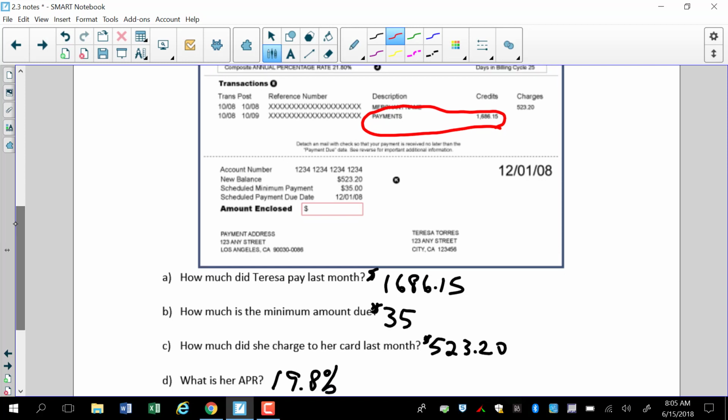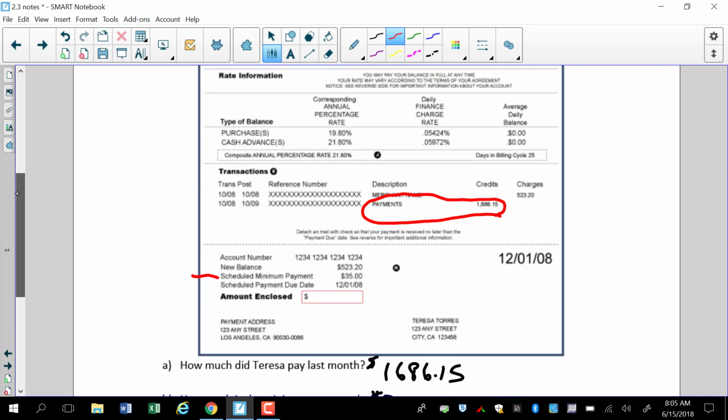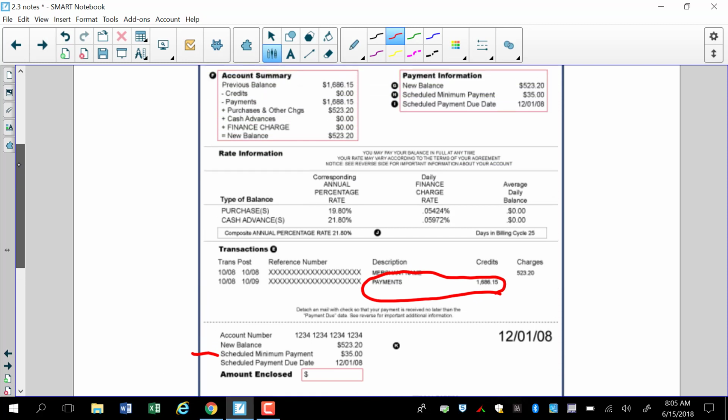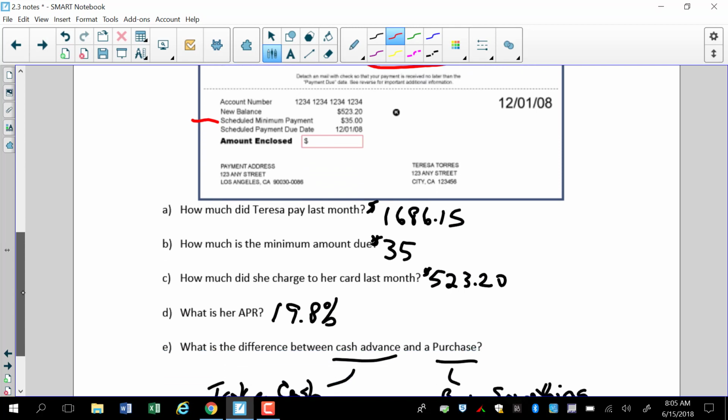What is the minimum amount due? Scheduled minimum amount due. You can see that right there. Sometimes you have to dig for these things. Sometimes they're a little easier. You also see scheduled minimum amount due up there, as well as the due date up there. You can also see payments up here. So there's a lot of ways to find these answers. It's not just in one area.